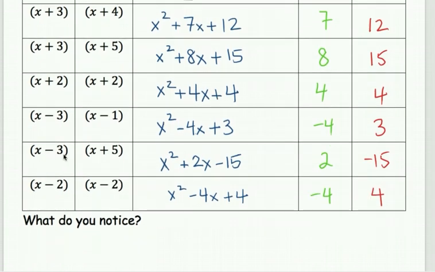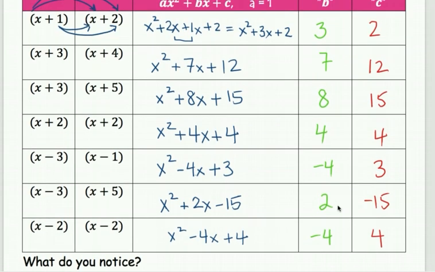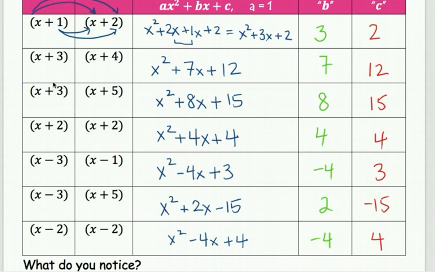And then we keep going here. We've got a negative and a positive now. So if I take negative 3 and I add to a positive 5, I get positive 2. If I take negative 3 and multiply it to a positive 5, I get negative 15. Okay, and so forth. So negative 2 plus negative 2 makes negative 4, but if I take a negative times a negative, I get positive 4.